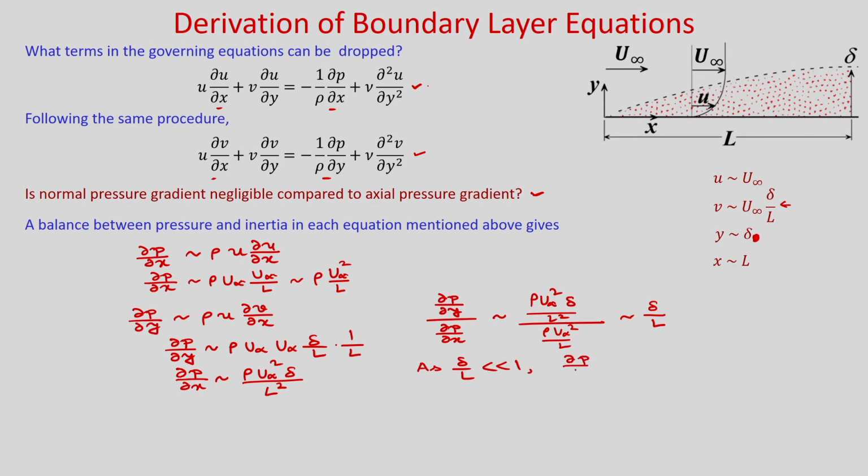So, obviously, del p by del y will be much smaller than del p by del x. So, you can see that del p by del y will be of order 0, because it is very small. You can see that we have done the balance between the pressure gradient and the inertia term. You can also balance the pressure gradient with the viscous term, and you will get the same result.